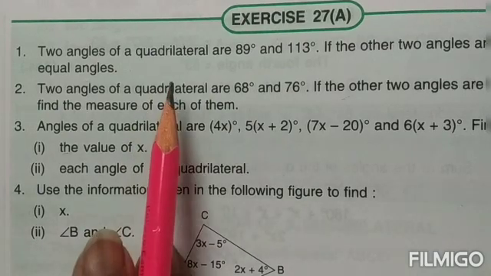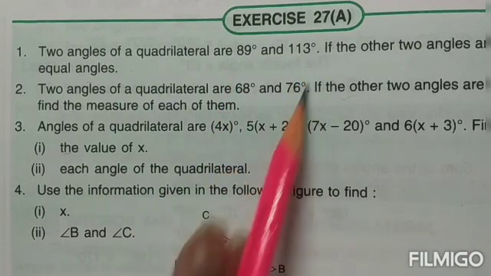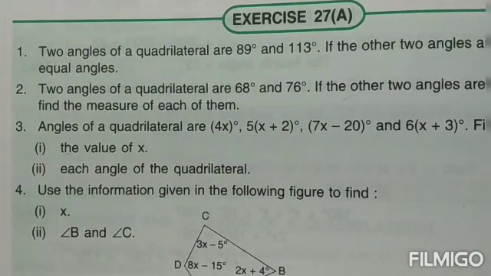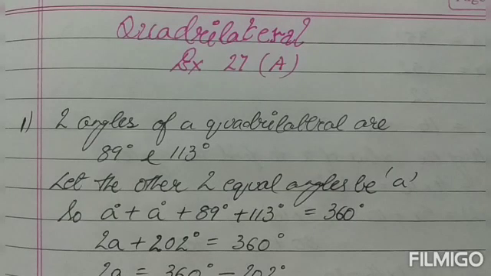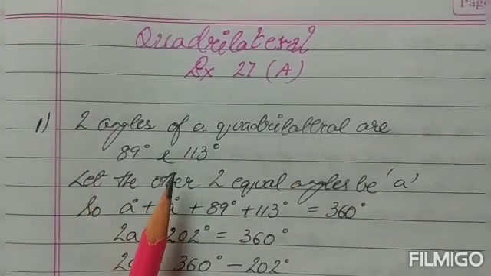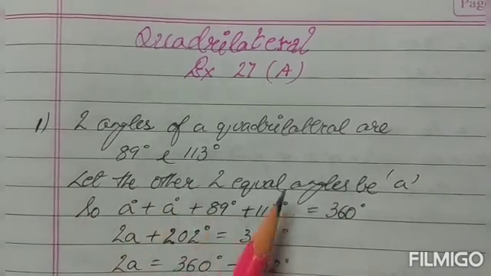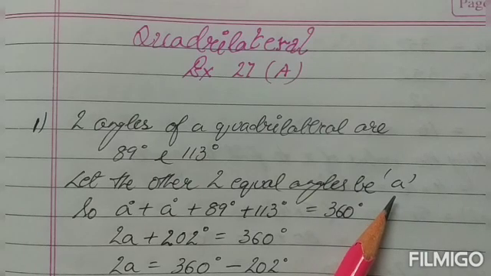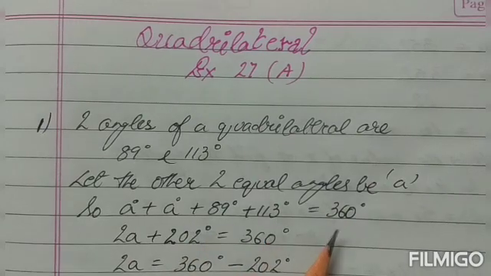Let's see. Children, in a quadrilateral there are four angles, out of which the measurement of two is given and the other two they are saying are the same. So you will have to take a variable over here and the same variable will be for both the angles, and then we are going to do the calculation for finding those equal angles. So here I have written that two angles of a quadrilateral are 89 degrees and 113 degrees. Let the other two angles be any variable. I have taken it as A. You can take any variable, children. Then you are going to write that the sum of all the four angles is 360.